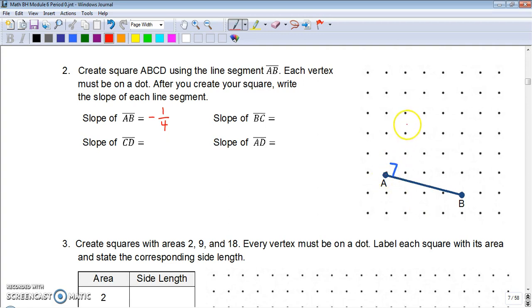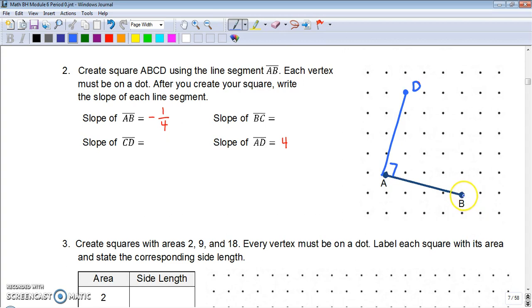So I'm going to make this for AD. So I know D is going to be somewhere up here. And so that would mean it has a slope of 4. That's the opposite reciprocal of negative 1/4. So I'm going to go up 1, 2, 3, 4, and right 1. So that's in fact D.